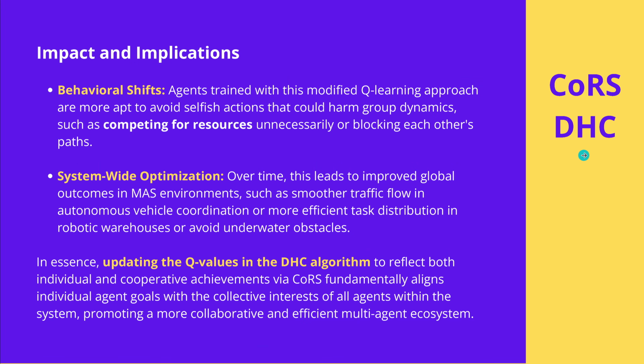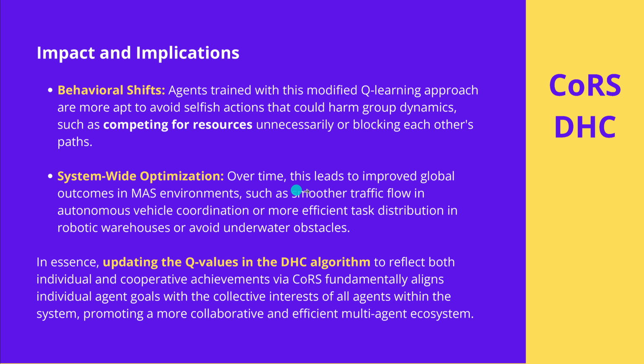So if we have now course and DHC combined, what is the impact? What are the implications of this new system? 2 days old, 3 days old. Behavioral shifts. Agents trained now with this modified Q-learning approach are more apt to avoid selfish actions that could harm the group dynamics, such as competing for resources, energy, time, specific materials, whatever, or block each other's paths. So you want the system to have the perfect equilibrium and not the single agent to reach its individual goal.